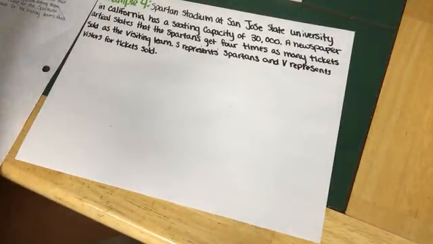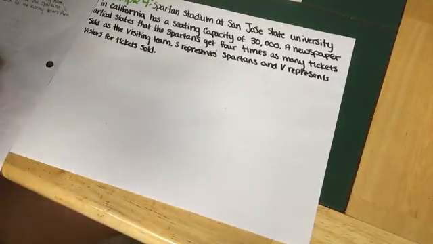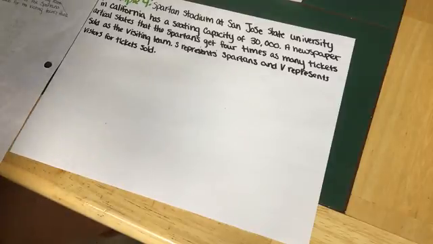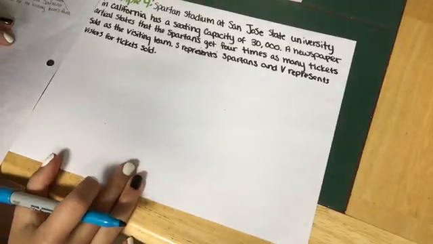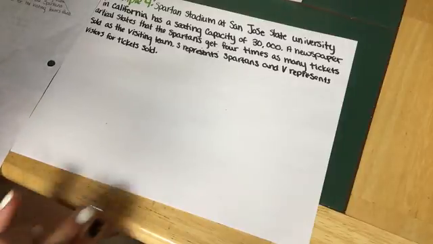Okay, for the word problem, it says Spartan Stadium at San Jose State University in California has a seating capacity of 30,000. A newspaper article states that the Spartans get 4 times as many tickets sold as a visiting team. S represents Spartans and V represents visitors for tickets sold. So here we're going to write a system of equations and solve it for Spartan tickets sold and visitors.